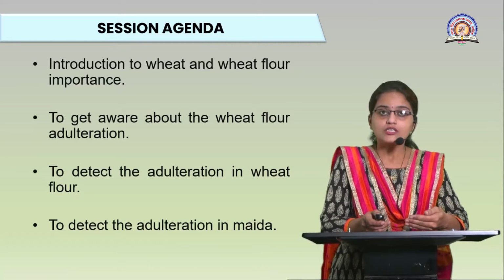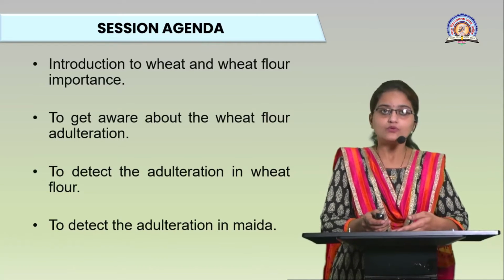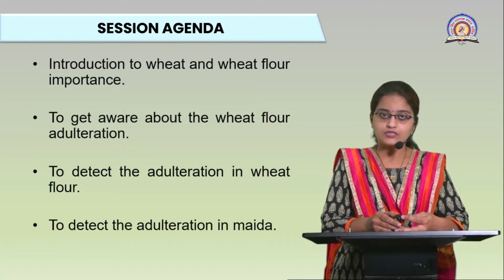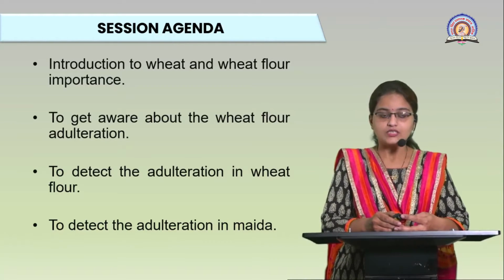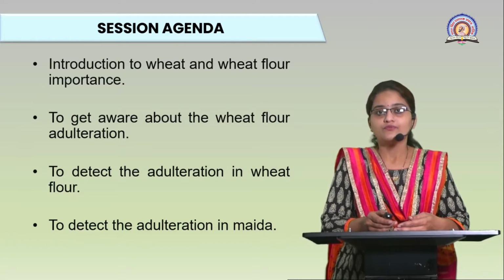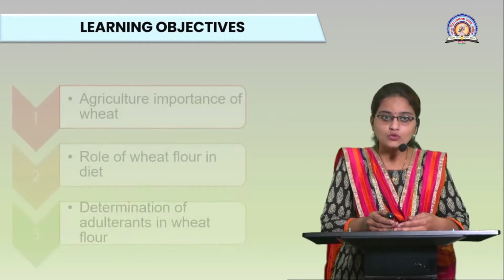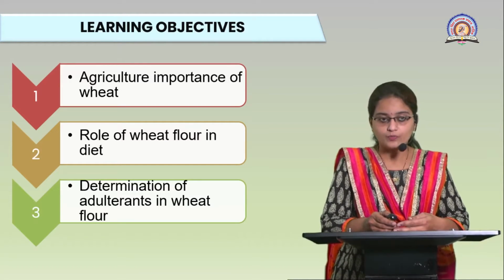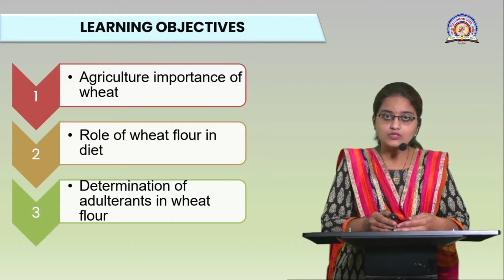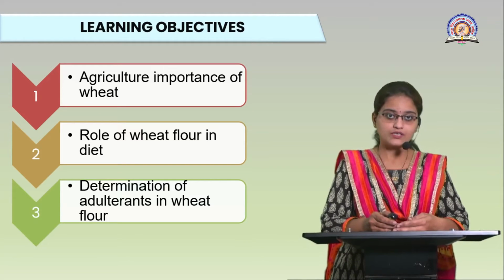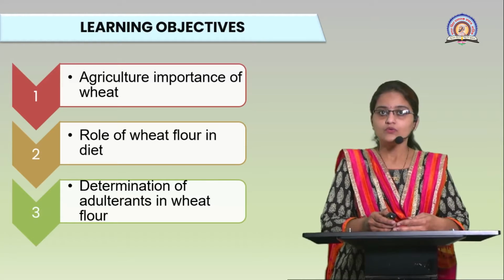So for the same, we are going to learn various concepts of wheat flour adulteration, which involve an introduction to wheat and wheat flour, the importance of being aware about wheat flour adulteration, how to detect the adulteration in wheat flour, as well as detection of adulteration in maida, which is also a form of refined wheat flour. We are generally focused on three important topics: agriculture importance of wheat, role of wheat flour in diet, as well as how we can determine the adulterants in wheat flour.